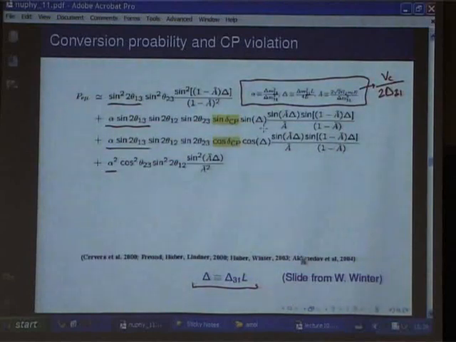If you go from neutrino to anti-neutrino, what do you do? You change the sign of delta CP, so cos delta CP will not change. So now that we have this expression, okay, let's see some more features of this. This has some interest.